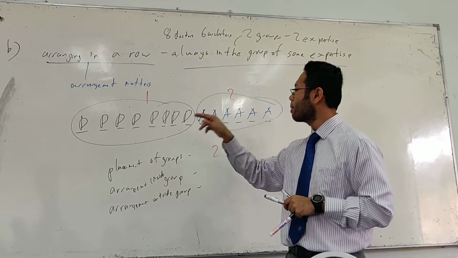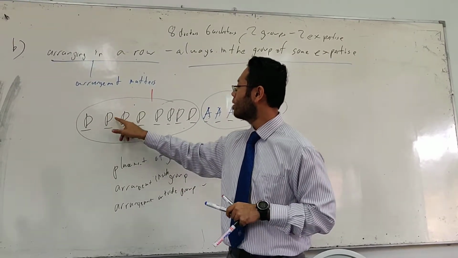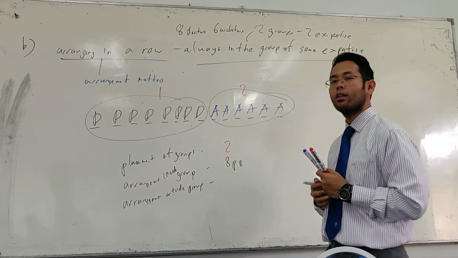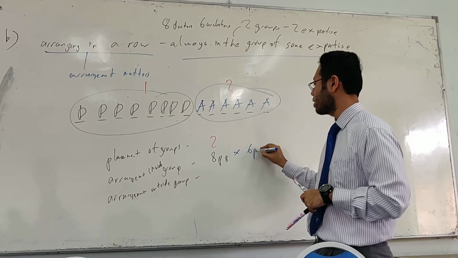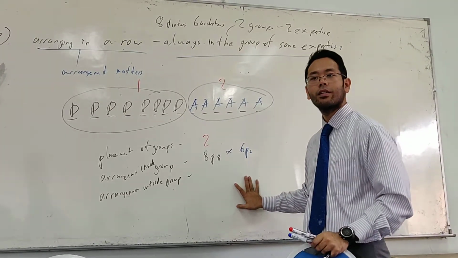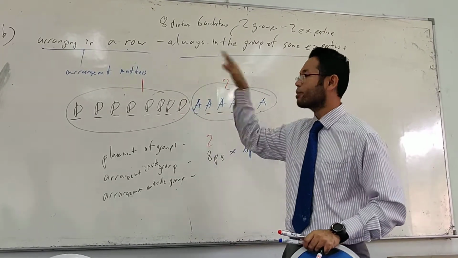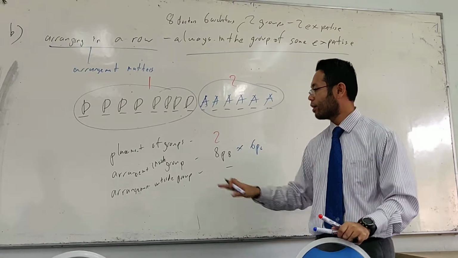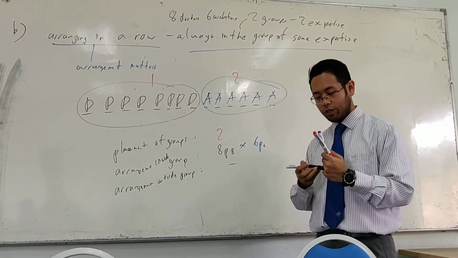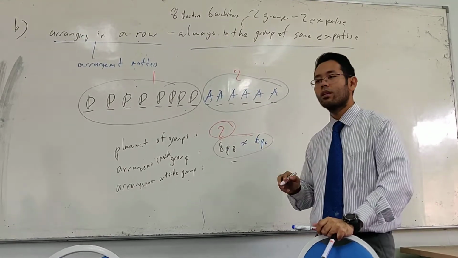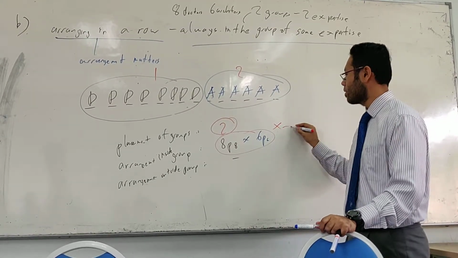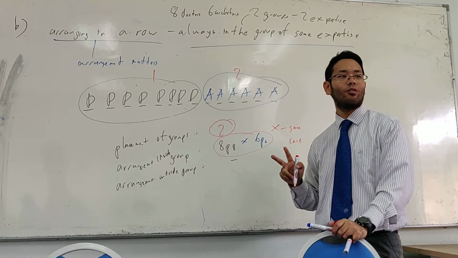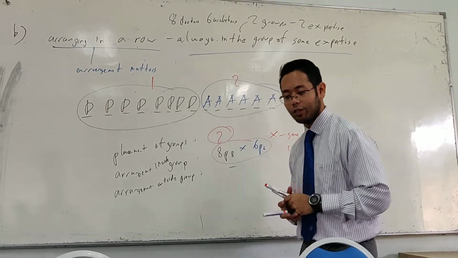And then arrangement in group. We have 8 doctors. How many places? 8 places. So it's going to be 8P8. Same goes for here, times 6P6. You okay with that? What about arrangement outside group? Do we have something else outside the group? We don't have, so we don't have to calculate for this one. Okay? So now how do I connect this data? Times. Why times? Same case. So this is how you solve when there are 2 groups. You okay with that?